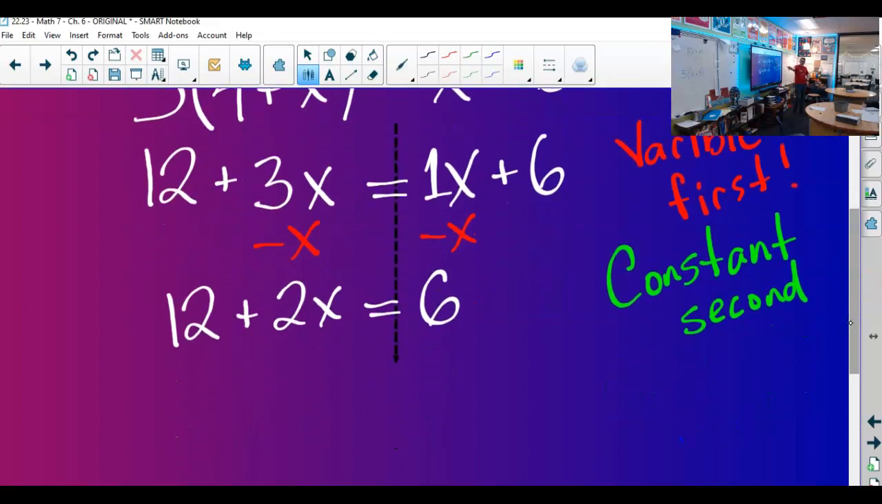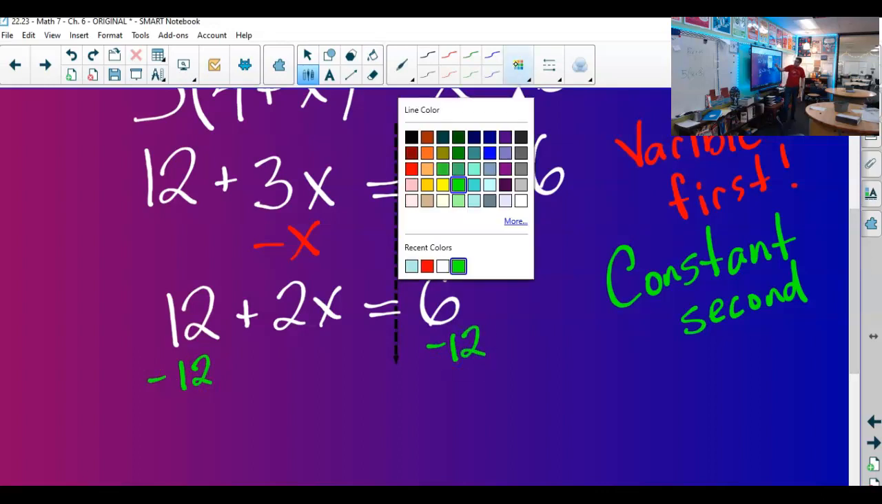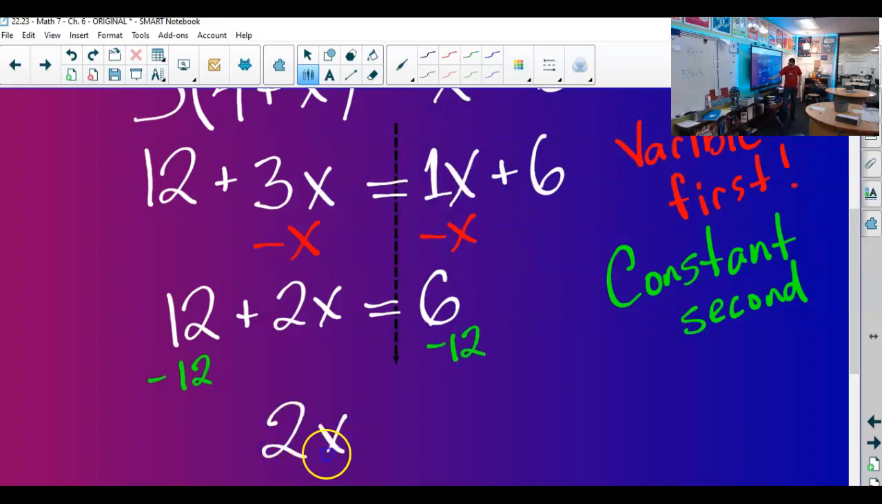So how do I get rid of that positive 12 over there? Anybody? Negative 12, or subtract 12, right? So now, subtract 12 from both sides, and we get 2x equals negative 6. And now what do we do to get x by itself? Divide. So variables first, constants next, then at that point we should be ready to divide.